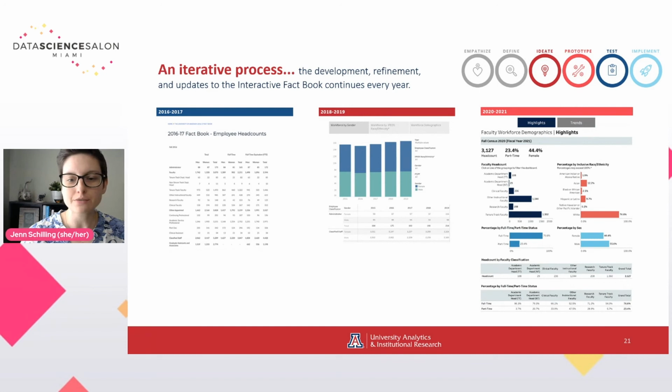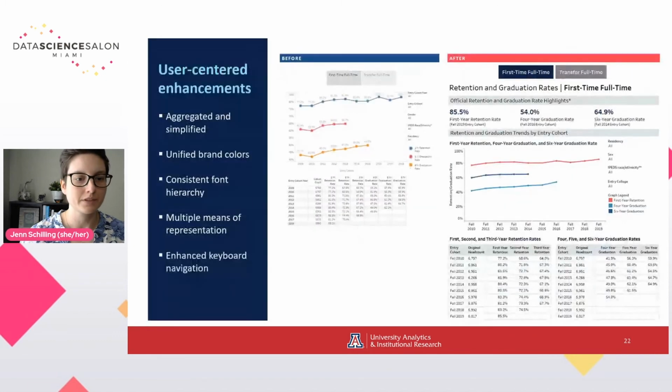It began as a series of tables, then we moved into visualizations using default Tableau formatting, and most recently we implemented our own department design system and thought more critically about the best visualizations to convey the necessary information to our users. This process embodies the ideate, prototype, test, and implement stages of design thinking.